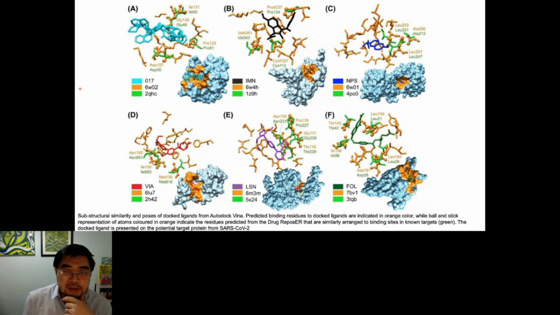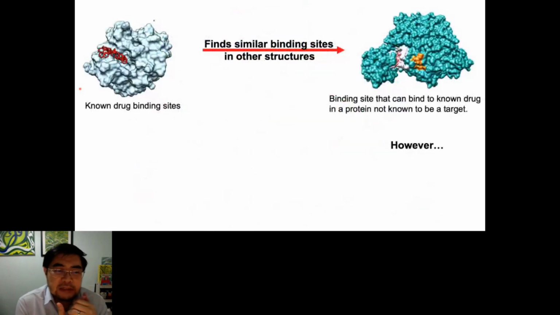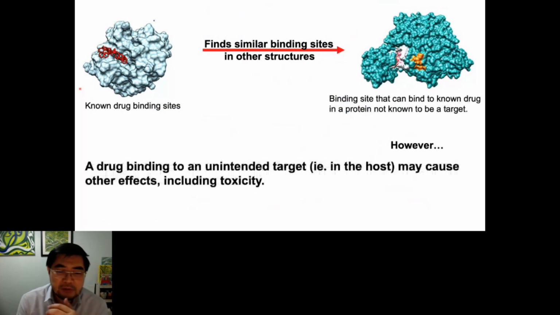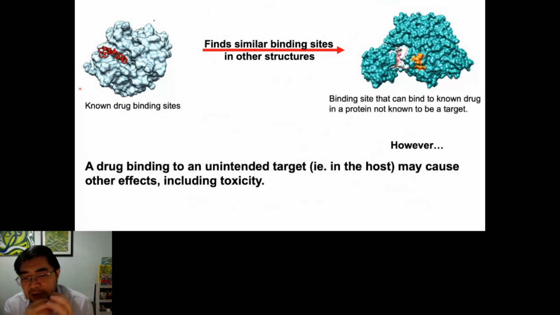One thing of interest is that since we are able to find all these off-target binding sites or alternative binding sites, that also means that if a drug binds to an unintended target, it may cause other effects, especially if it's in the host. And these could include side effects that we know to occur, including some level of toxicity.